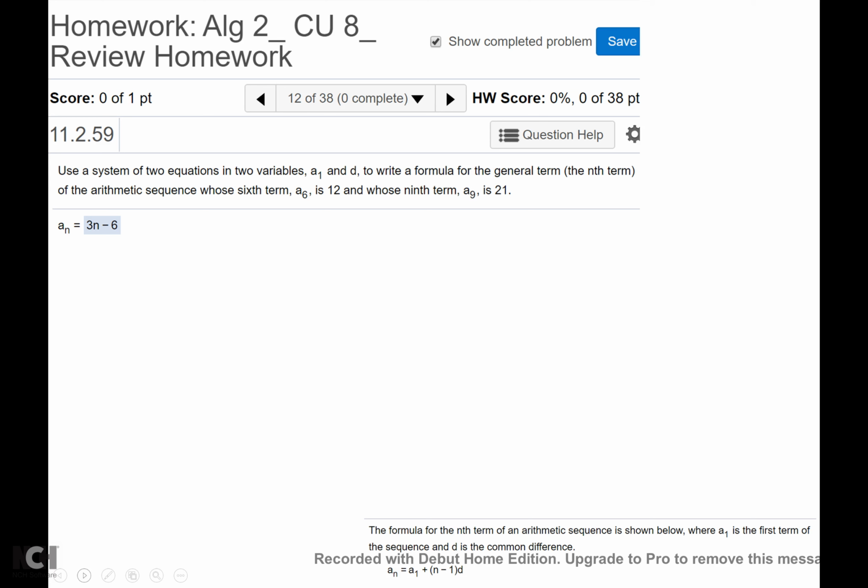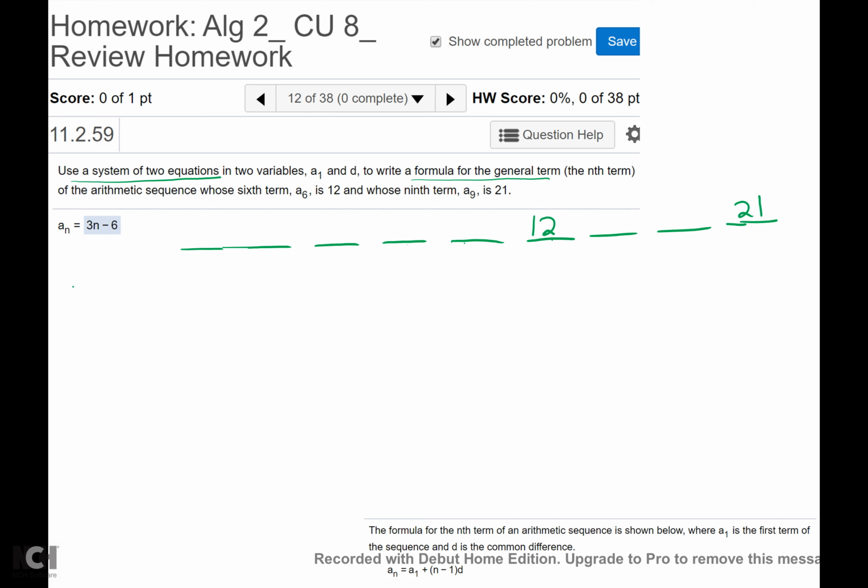I don't think anyone paid attention to this one. I'm not using a system of two equations. What do they want me to do? Write a formula for the general term? Well, if your sixth term, 1, 2, 3, 4, 5, 6, 7, 8, 9. 1, 2, 3, 4, 5, 6. The sixth term is 12. The ninth term is 21. And the pattern is 3n minus 6.